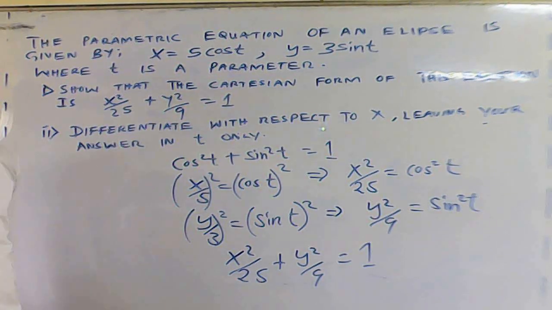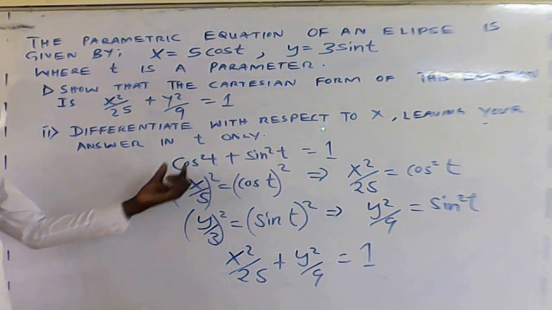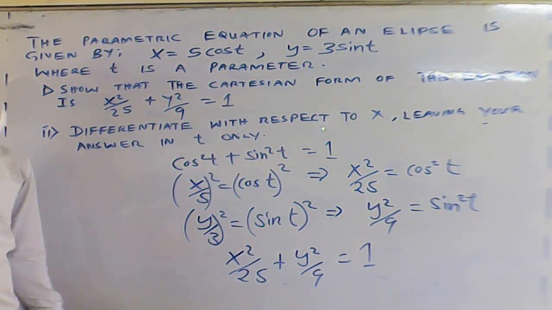And you've dealt with the first part of that question just like that, isn't it? You just look for the Pythagorean identity.